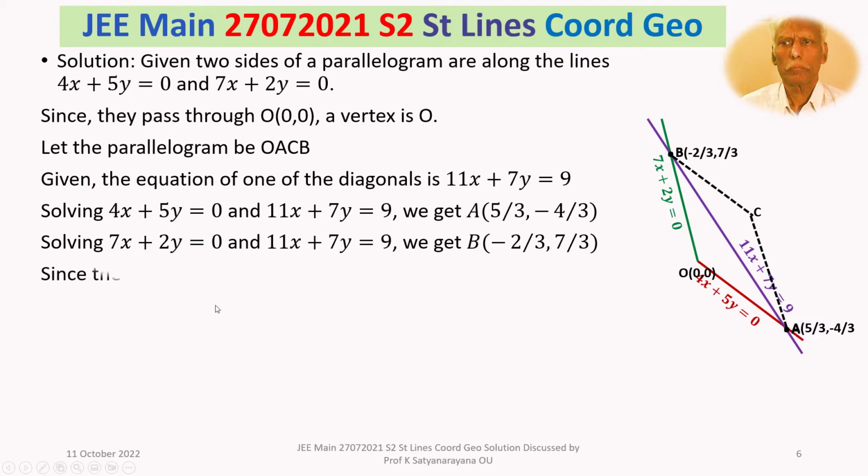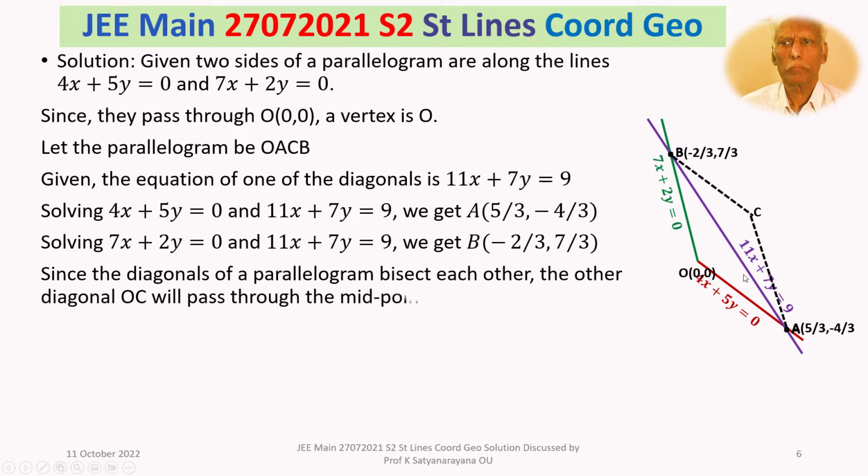Now, since the diagonals of the parallelogram bisect each other, the other diagonal OC will pass through the midpoint M of AB. The diagonals of a parallelogram bisect each other. That is the property we are using. Therefore, OC must pass through the midpoint of AB, and that will automatically be the midpoint of OC.